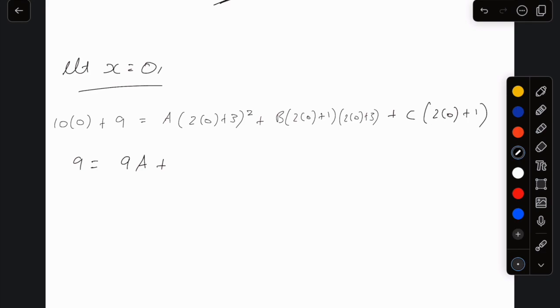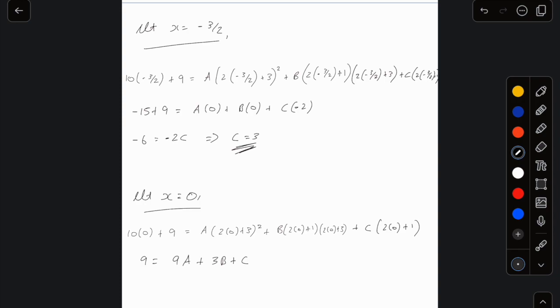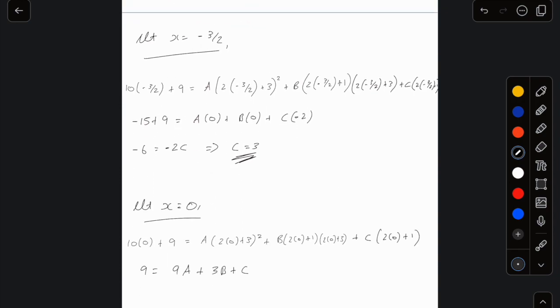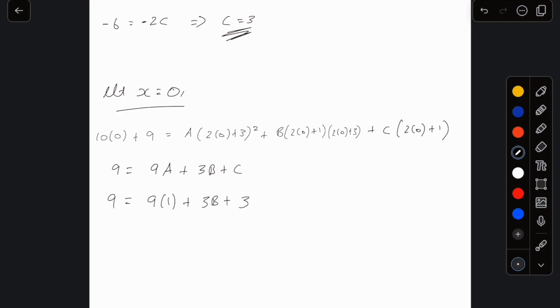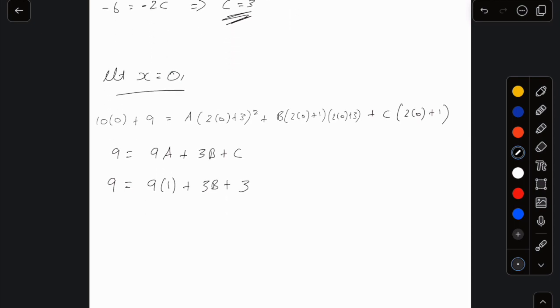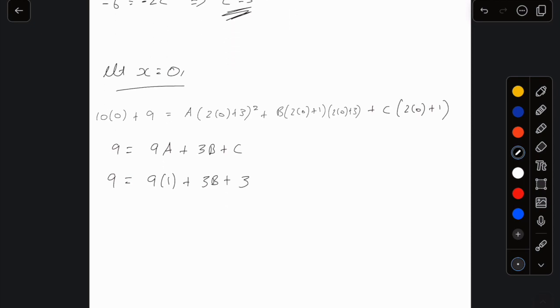plus 3b plus c. But now, remember, c is equal to 3 and a is equal to 1. So 9 is going to equal what? 9 is going to equal 9 times 1 plus 3b plus 3. Okay? Which tells me what? That 9 is equal to 12 plus 3b. So b then is going to equal negative 1.